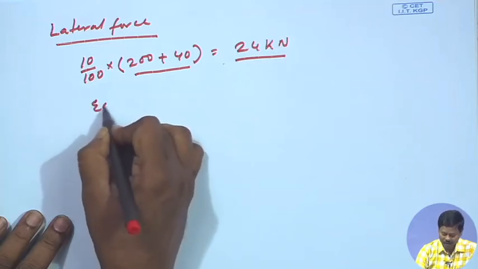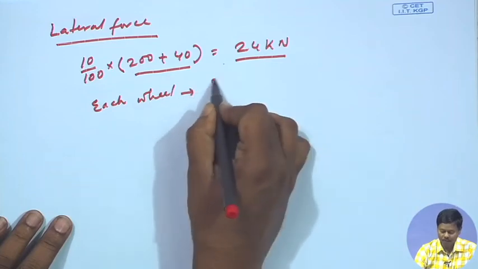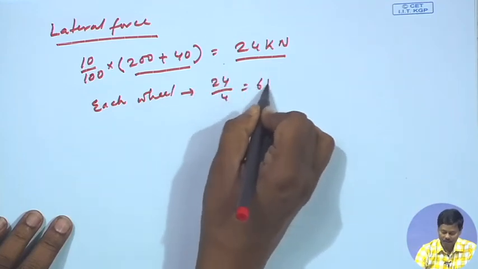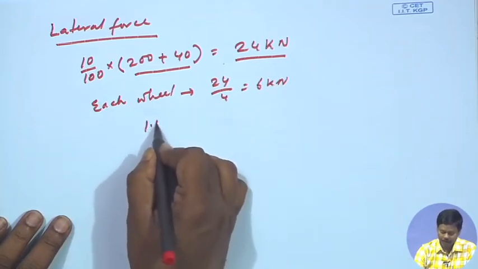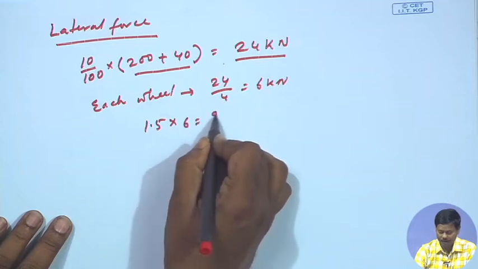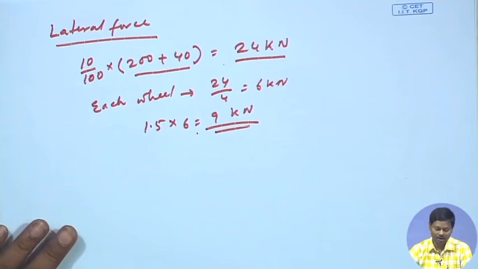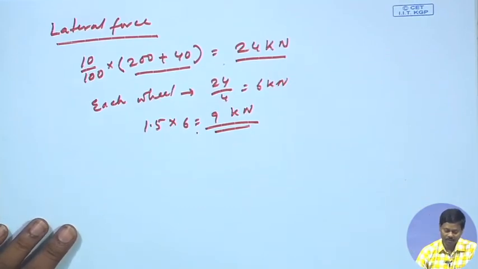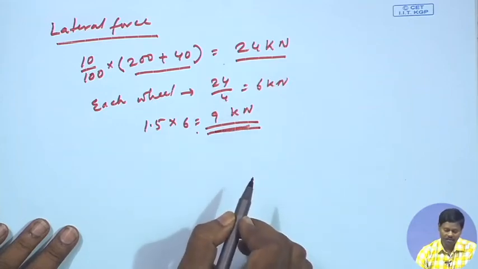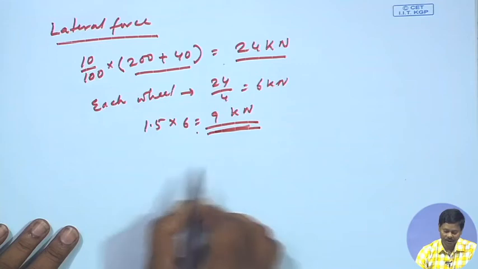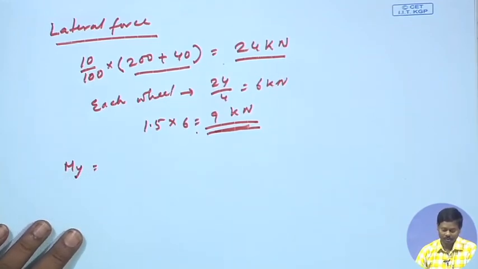So, on each wheel the load will be 24 by 4 is equal to 6 kilonewton, and the factored horizontal force on each wheel will be 1.5 into 6. So, 9 kilonewton. So, the lateral force on each wheel will be 9 kilonewton. Okay. And because of this lateral force on each wheel, I need to know what will be the bending moment, and which will be about the y axis. So, M y we have to find out.